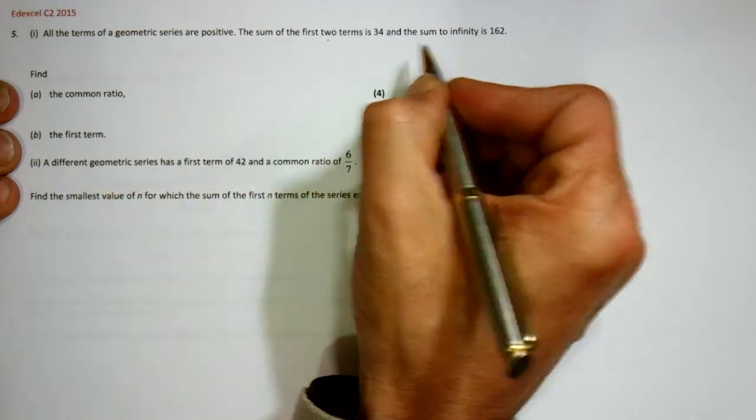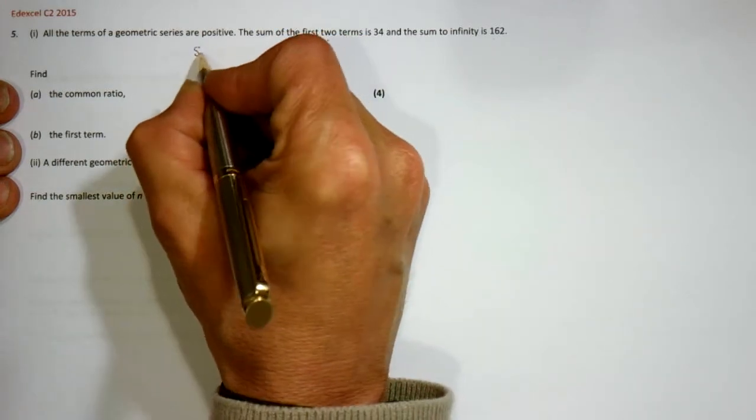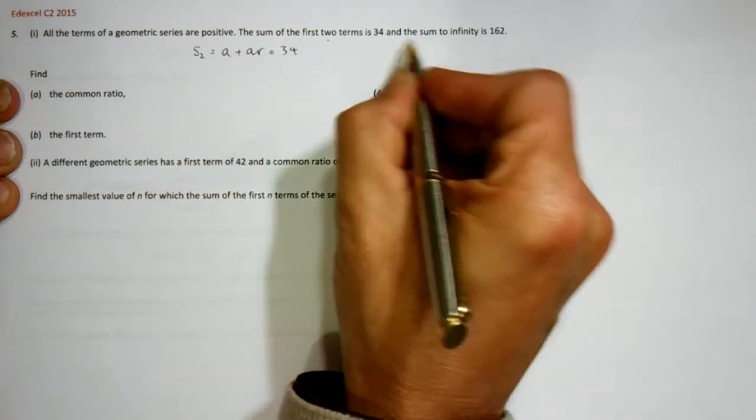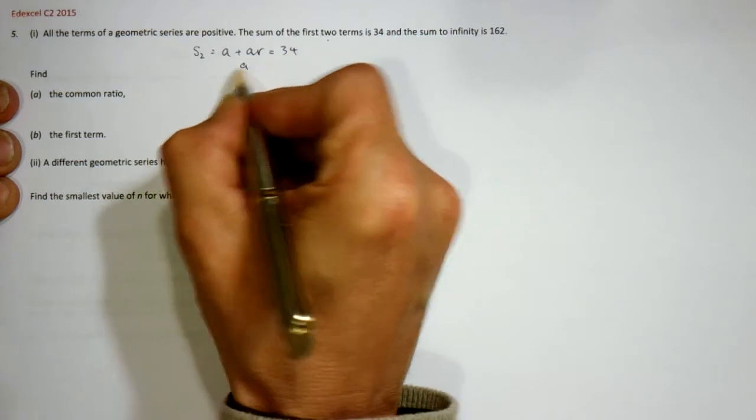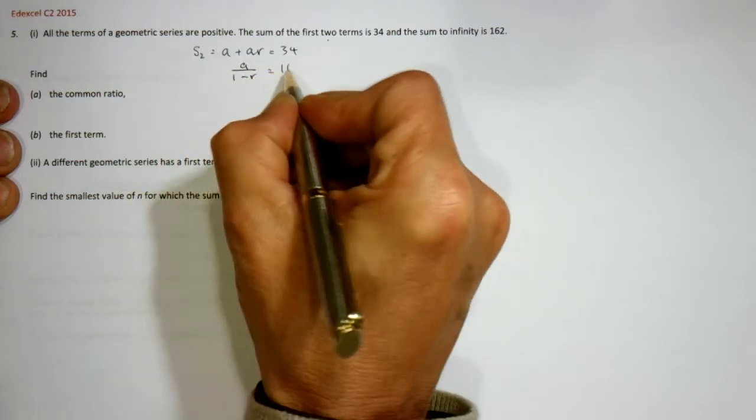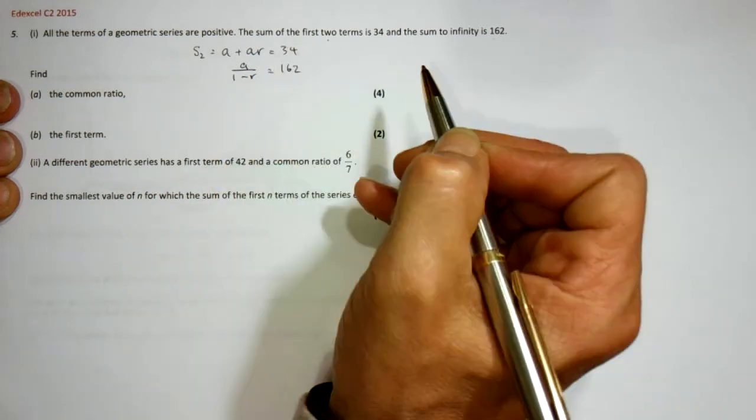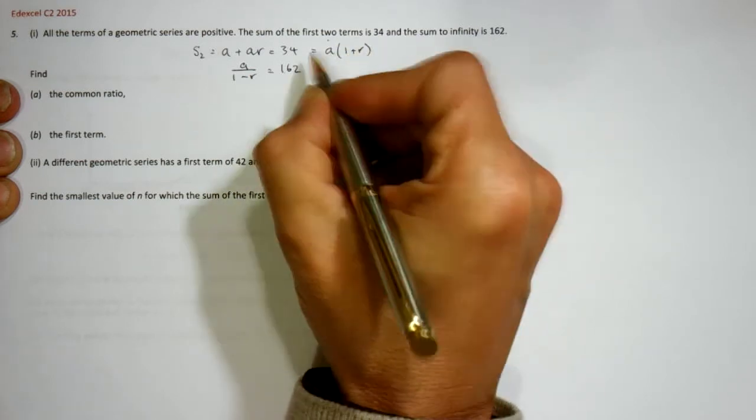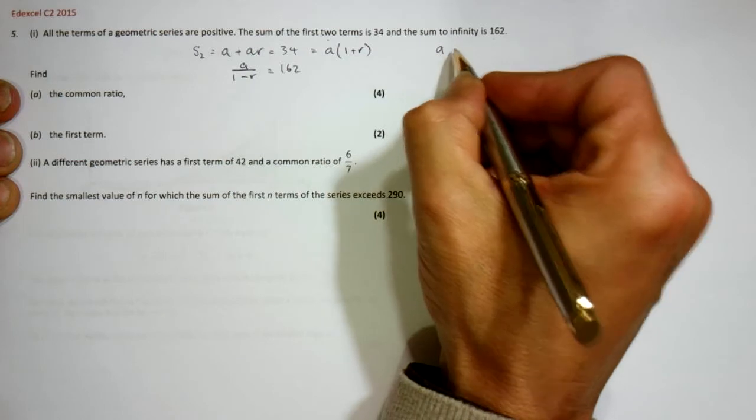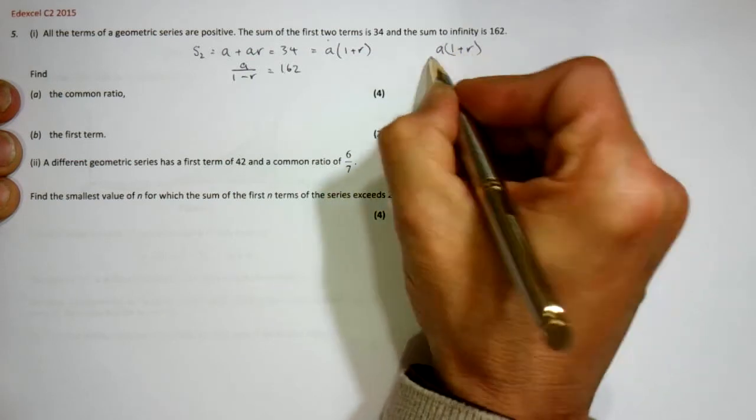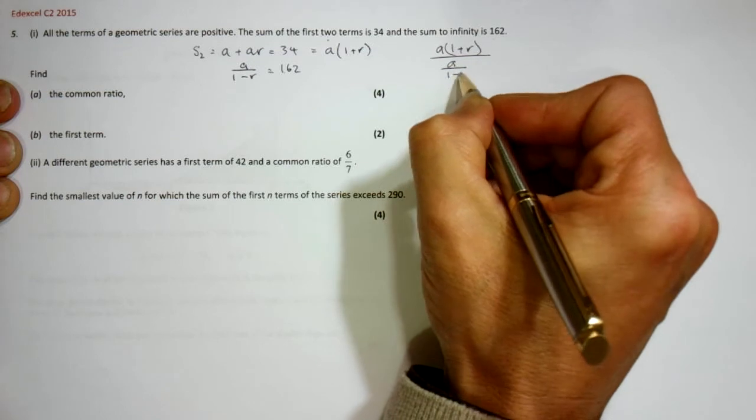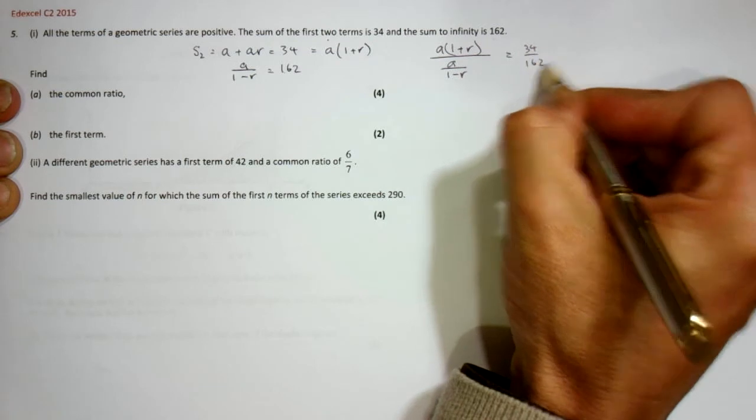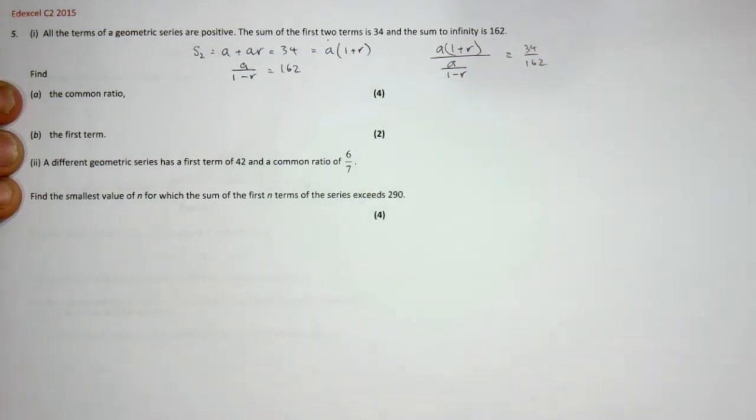Sum of first two terms, so the information we've got is S2, which is equal to A plus AR equals 34, and the sum to infinity is 162, so A over 1 minus R is equal to 162. If we divide this one by that one, because we could factorize this one, A(1 plus R) divided by A divided by 1 minus R is equal to 34 over 162, and that's equal to a fifth, is it?